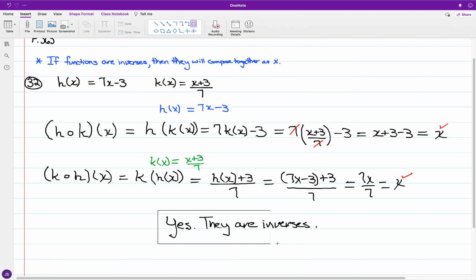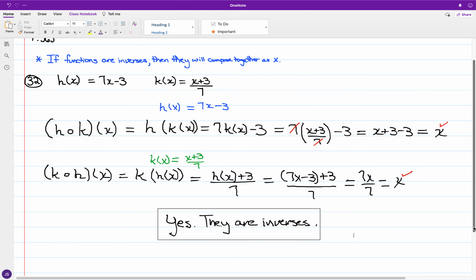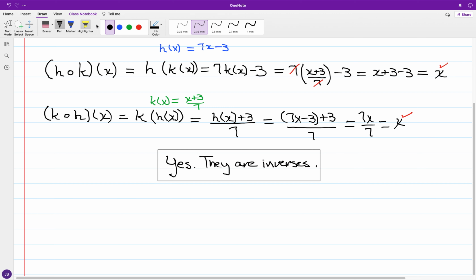And in the case of number 34, we have another pair of functions, and we're looking to see if we have an inverse relation. For the first function, p of x is equal to negative 3 plus x all over 4, and q of x equals 4x minus 3.